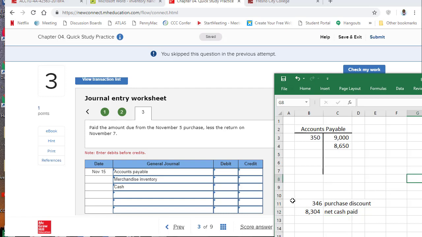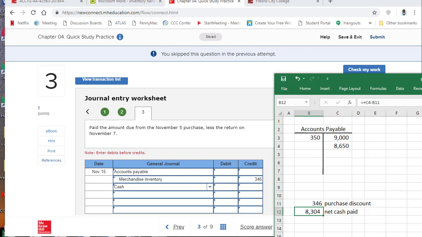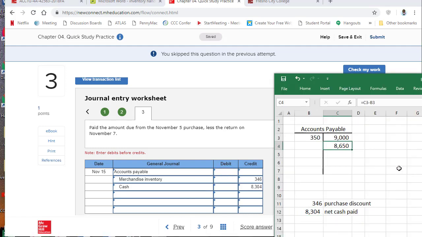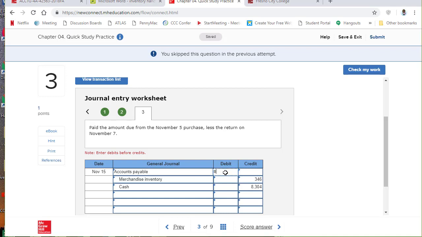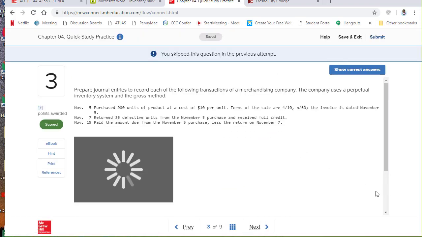Alright, so we'll use the $346 for our discount, and we'll use the $8,304, and our total balance will be the gross amount $8,650, and that will give us the amount for our journal entry. And score answer, and we are done with the question.